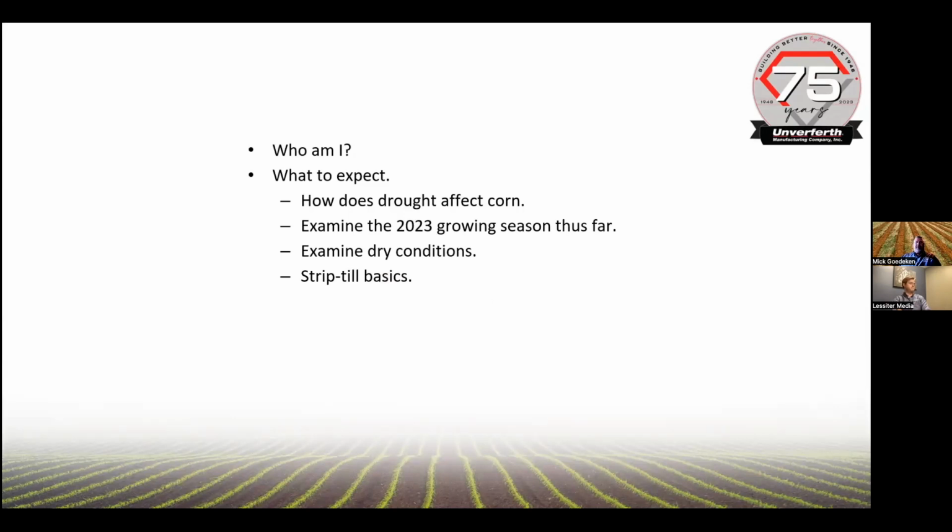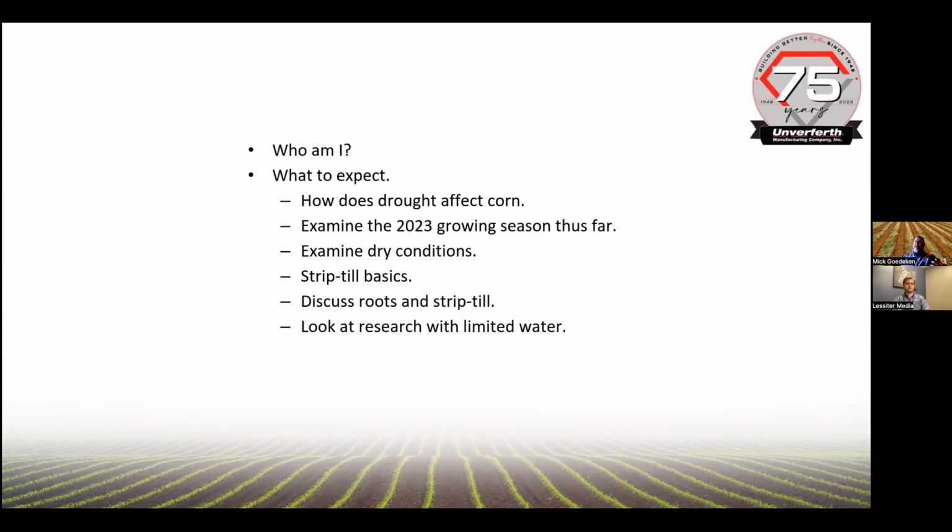We'll talk about strip till basics, and anytime I get a chance to talk about the basics of strip till, I'm going to jump on it and make sure that we are all thinking about those basics of strip till and what the purpose is. And then we're going to discuss roots and strip till and what strip till does to the rooting system of a corn plant. We'll look at some research with some limited water.